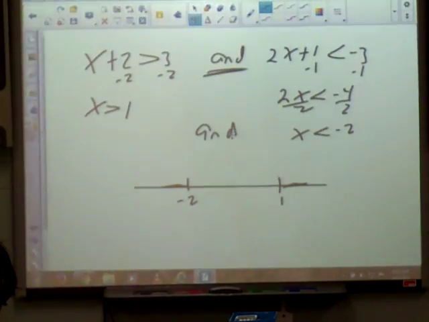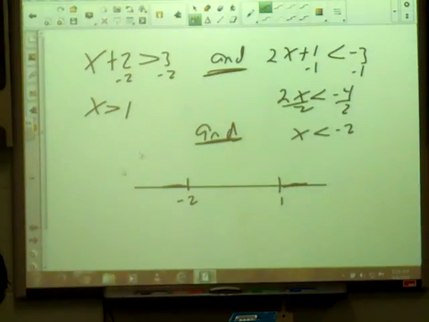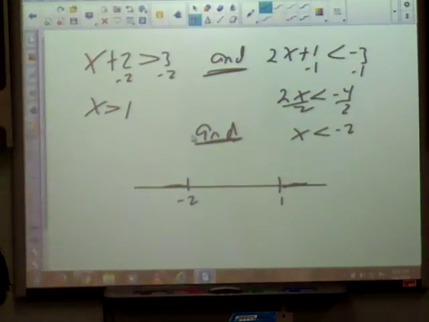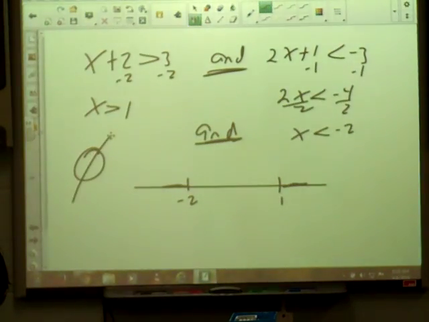Now, the word is the important thing here. I was told this is an and. So that means I'm looking for the numbers that are greater than 1 and less than negative 2. Do I have a number that is over here and over here? It's impossible, right? It can't be on both of these. So all because of that word and, that one has no solution. There are no numbers that are greater than 1 and less than negative 2.